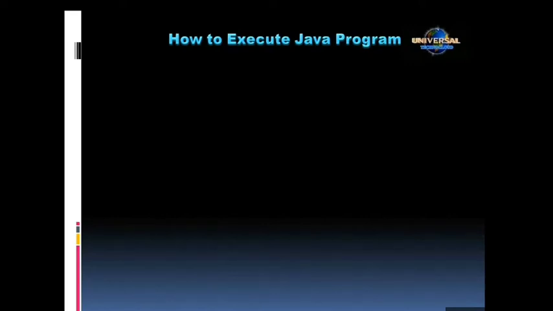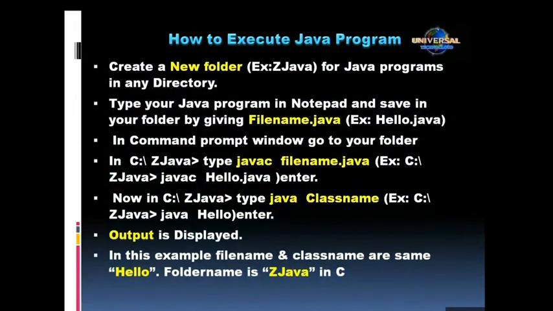Go to command prompt, select your folder, and type javac, space, file name .java, click Enter. Second step, type java, space, class name, click Enter, and the output will be displayed. In this example, file name and class name are both the same, hello. Now, let's see practically on the computer screen.